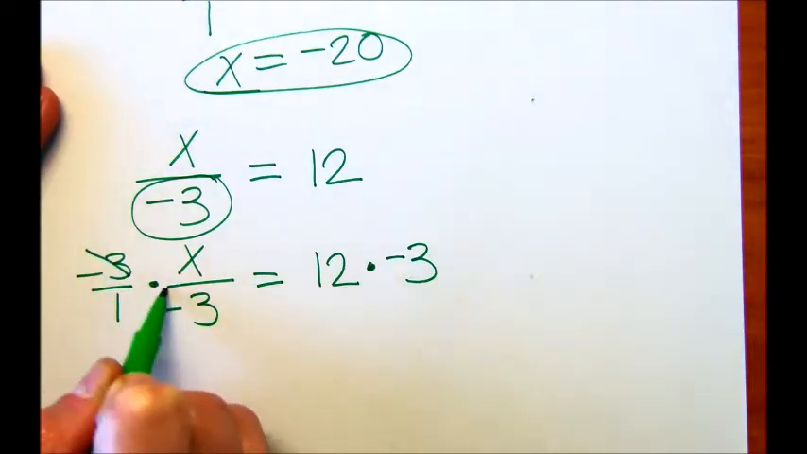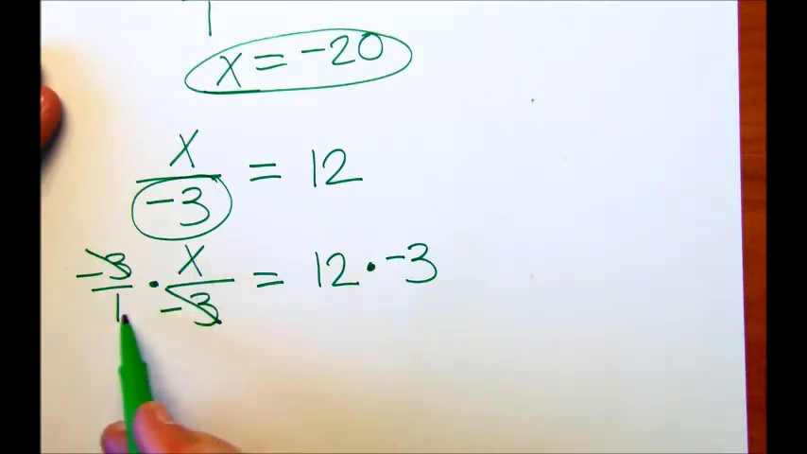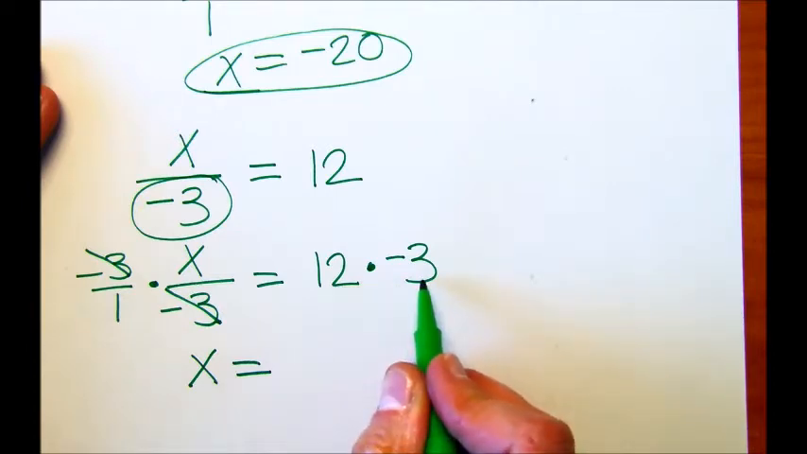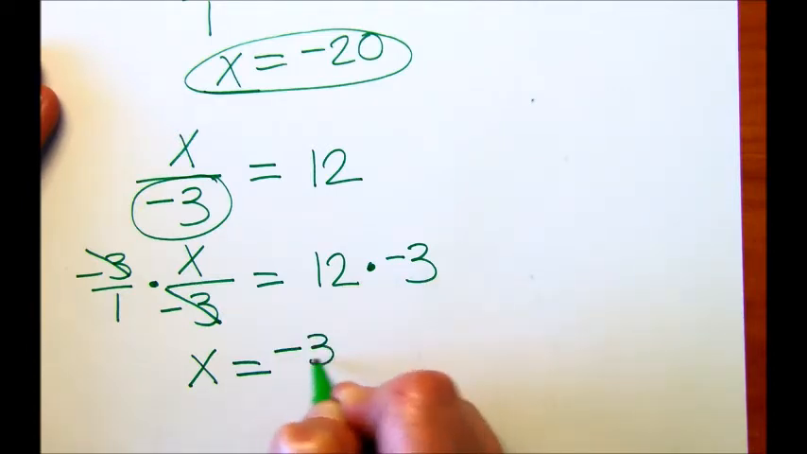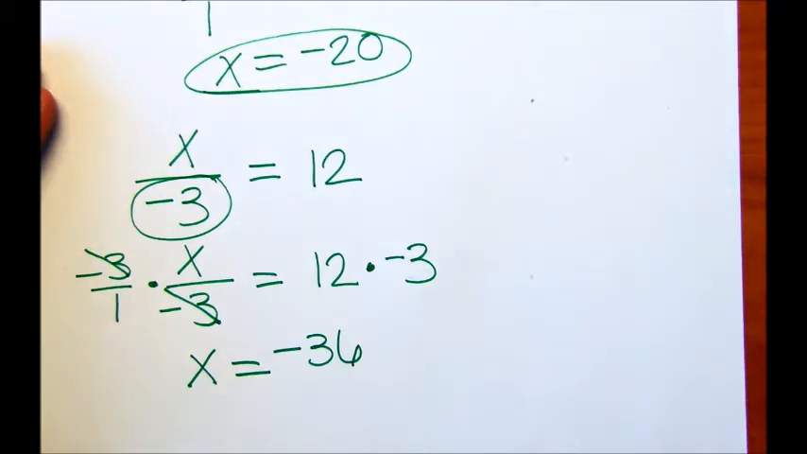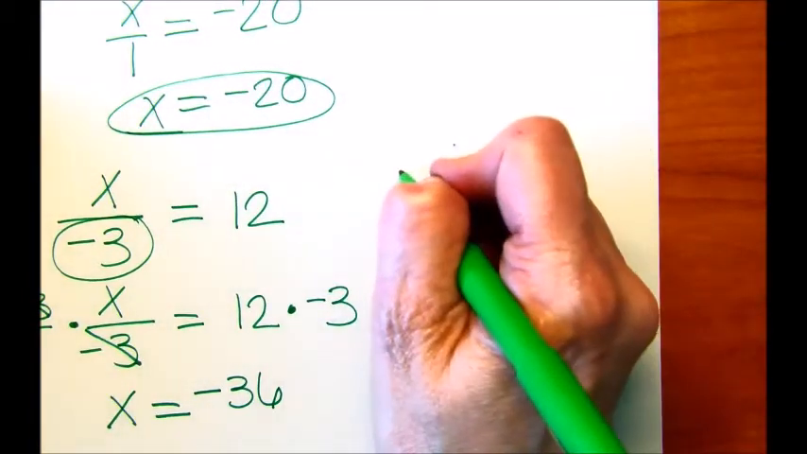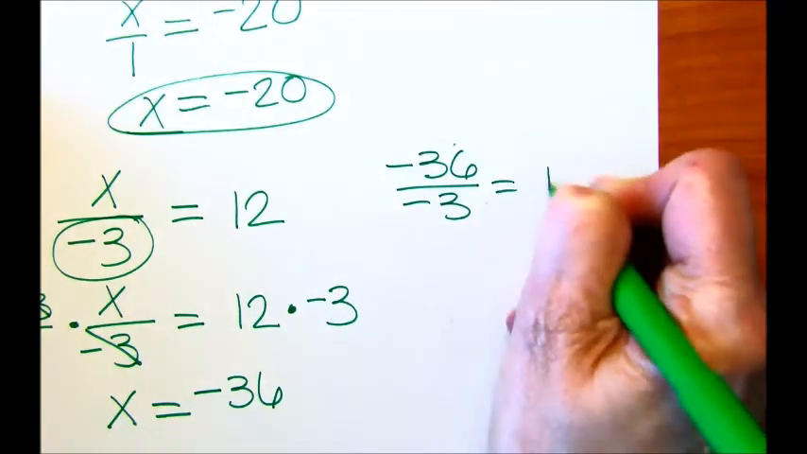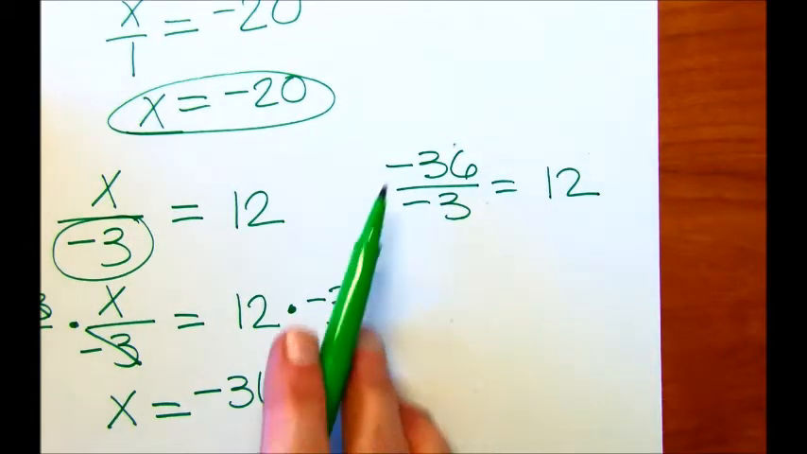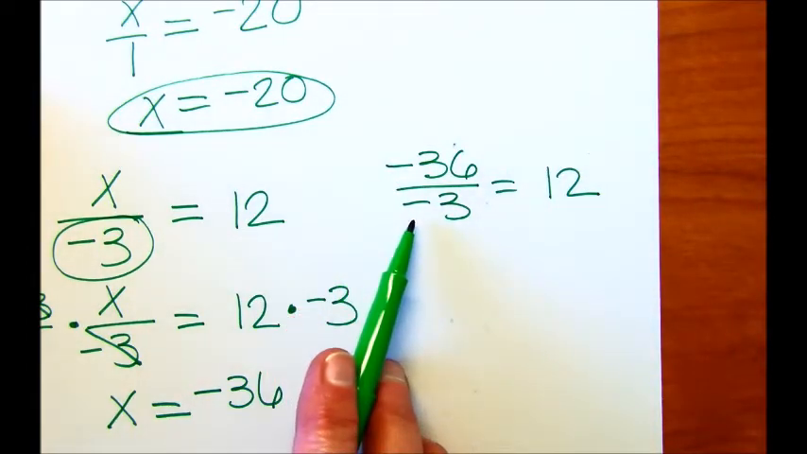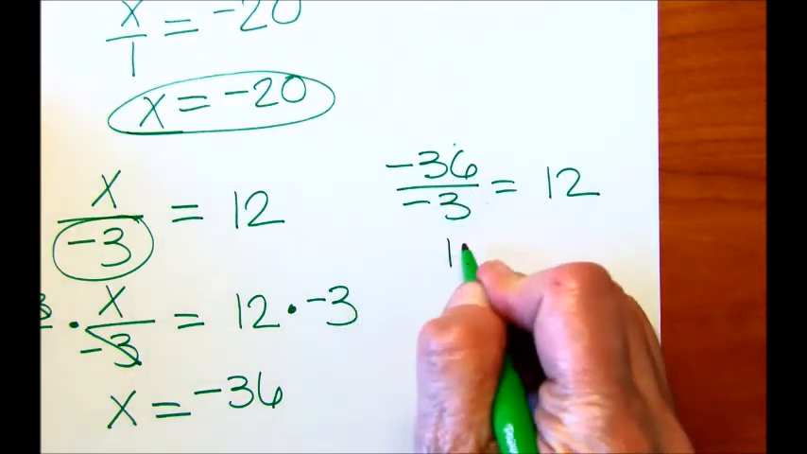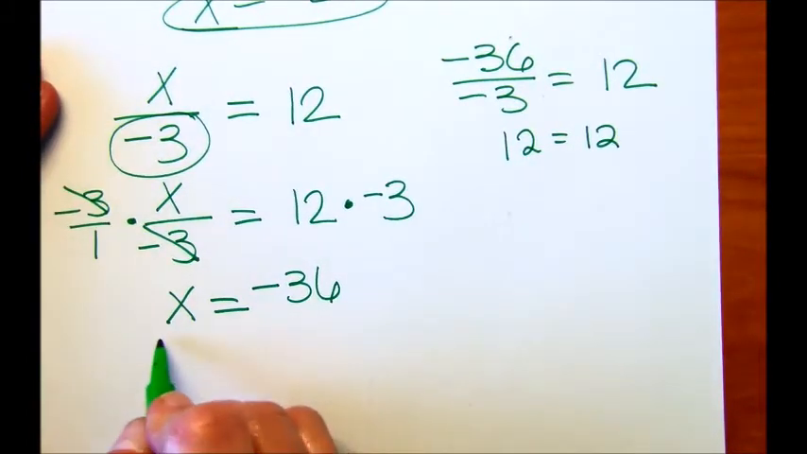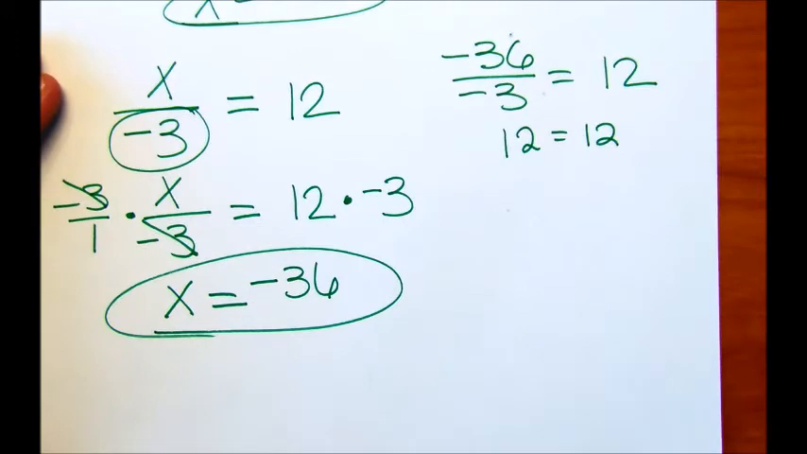We can cancel these negative 3's. We're left with x over 1, which is going to just give us x. 12 times negative 3 is negative 36. And if I plug in the negative 36 into my original equation, I should get positive 12. Remember, a negative divided by a negative will give you a positive, so 36 divided by 3 is 12. And that is equal to 12. So for this equation, x has the value of negative 36.